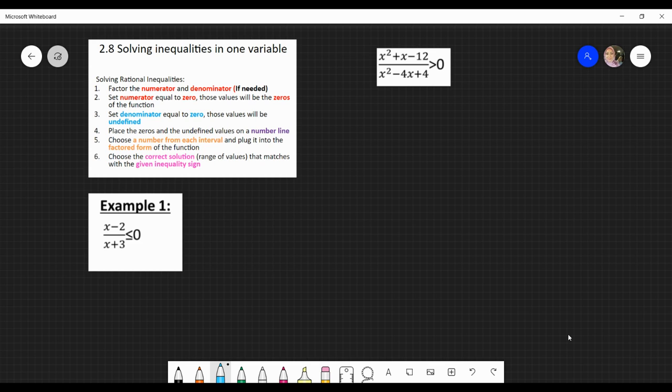Hi, in today's video, we're going to solve inequalities in one variable, and this is section 2.8. If you guys recall, 2.7 was solving equations. Just a quick refresher: whenever we see greater than, less than, or greater than or equal, we know we are dealing with inequalities. The main difference between an equation and an inequality is not only the equal sign versus the greater than or less than sign, it's also the type of the solution.